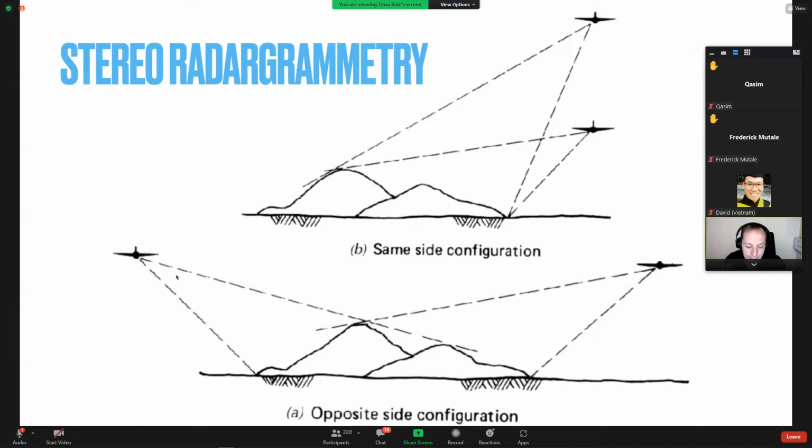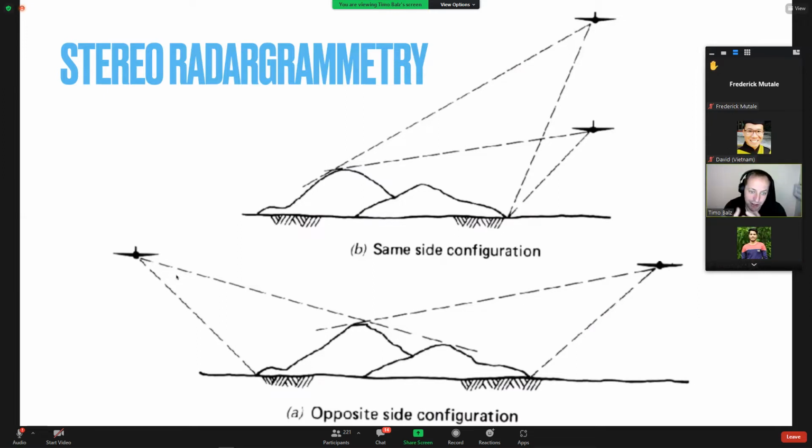So in practice, the opposite side configuration can mostly not be used, especially in mountainous areas, which is mostly the areas where we're most interested in creating a good DEM. So therefore, although it's giving us a better solution, a better configuration, in practice we seldom use that because we cannot find enough similar points. I hope that made a bit more sense now.